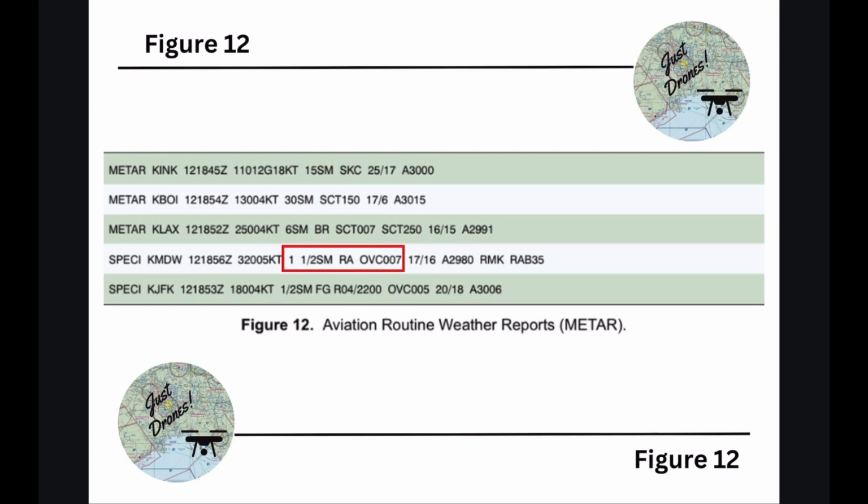Rain, so it's moderate rain because it's not light rain, it's not heavy rain. So that tells me it's moderate. Overcast at 700 feet. Remember to add those 2 zeros. It's very, very important because you will get that answer wrong if you add anything else. Just add those 2 zeros no matter what.